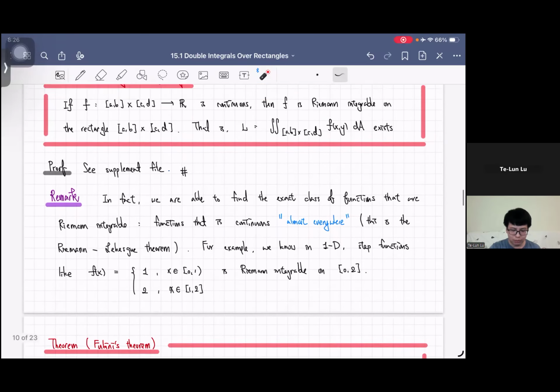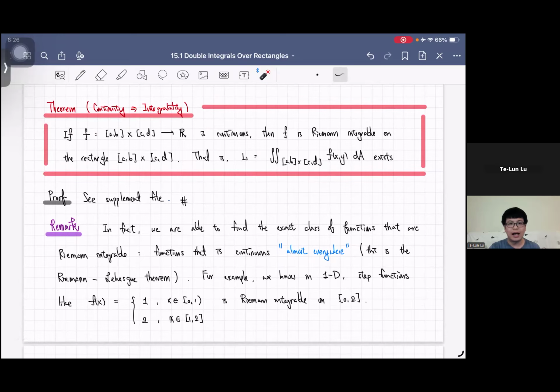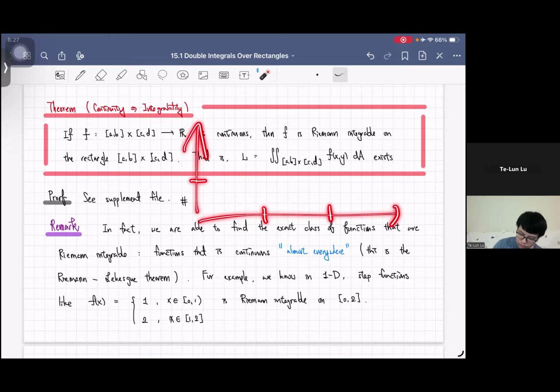I have this small, not really important remark here, that we can actually characterize every possible integrable function. It turns out that even though continuous functions are integrable, integrable functions can be not continuous. There is a very simple example here. We set the function f of x to be 1 on the region [0,1) and 2 on the region [1,2]. So the graph looks like this. This is 1, this is 2, and 1, 2 on the axis. So it is 1 within this interval and 2 within this interval.